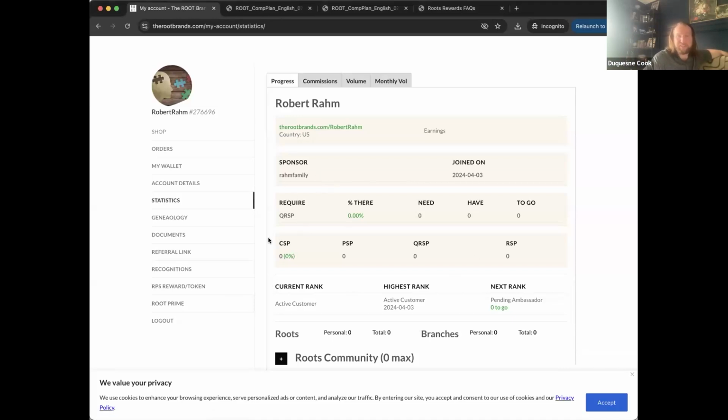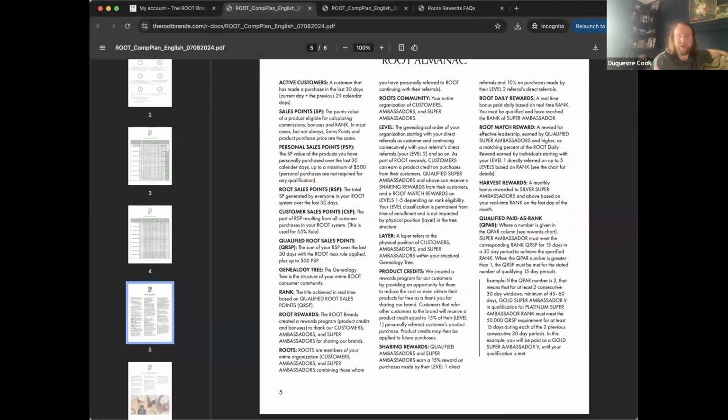Another thing we have here is CSP. We've got PSP and then QRSP again. Again, when you are training somebody or when you are a new ambassador, please make sure people are deep diving into what these things mean. You don't have to memorize it. I keep this sheet up on my computer year around, and I will bring it up when I'm meeting with people just to double check that I know it.